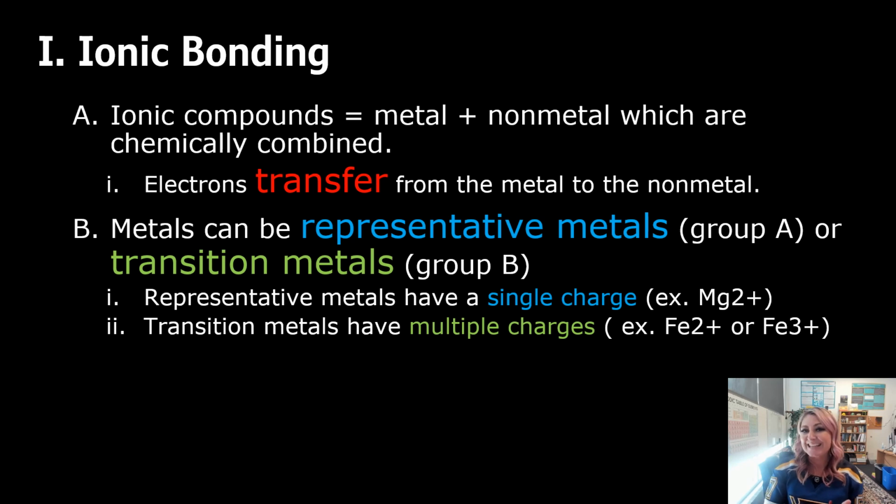If it is a representative metal, so we're talking about group 1, group 2, and a couple of others on the other side, they will always have a single charge. So for example, magnesium is always a 2+ charge. It only has a single charge. It's when we get into our group B metals that it gets a little bit challenging. Your transition metals have multiple charges. For example, iron, which is in group B, can either be a +2 charge or a +3 charge, but they're both still metals and they're both used in ionic bonding.